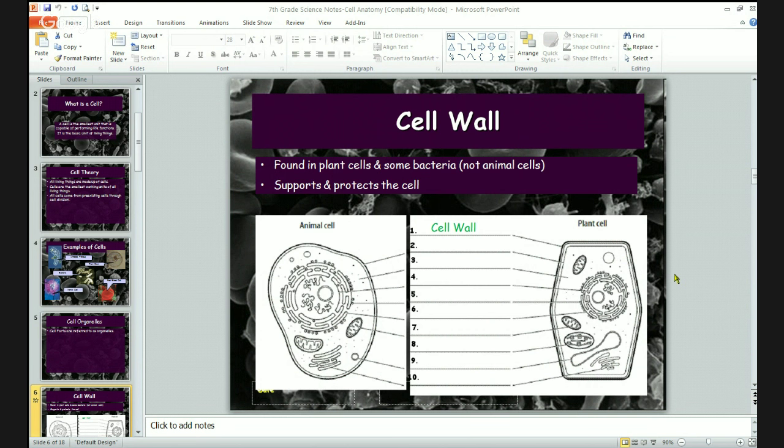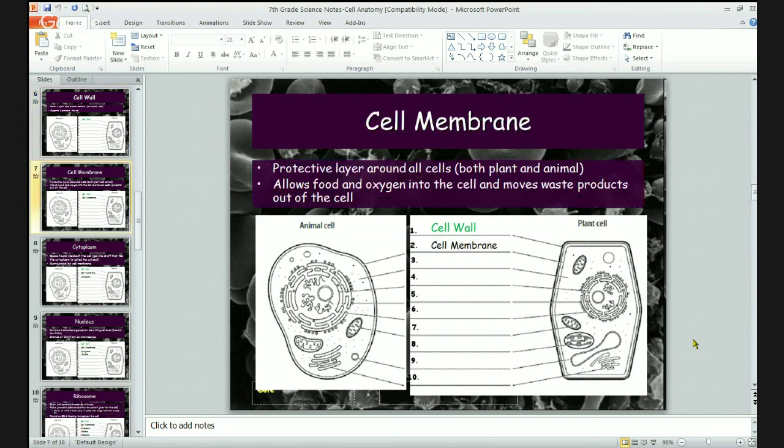Okay, here's your second one. Number two is the cell membrane. As you can see, number two is pointing to a layer on the animal cell and over here on the plant cell. Do take notice though, the cell membrane on the plant cell is actually underneath the cell wall. So the cell wall's on the outside, then the second layer under is the cell membrane, on the plant cell only.